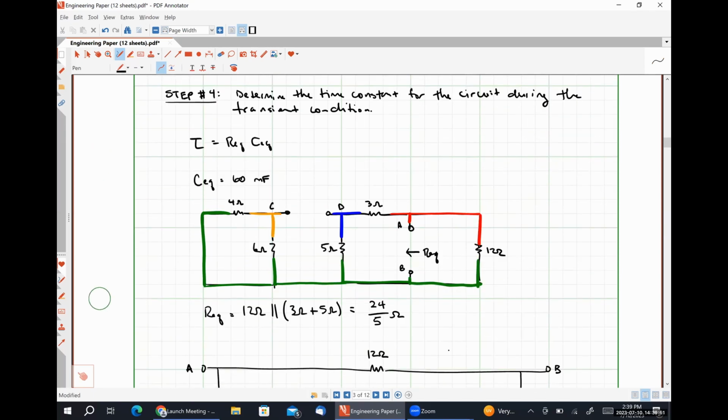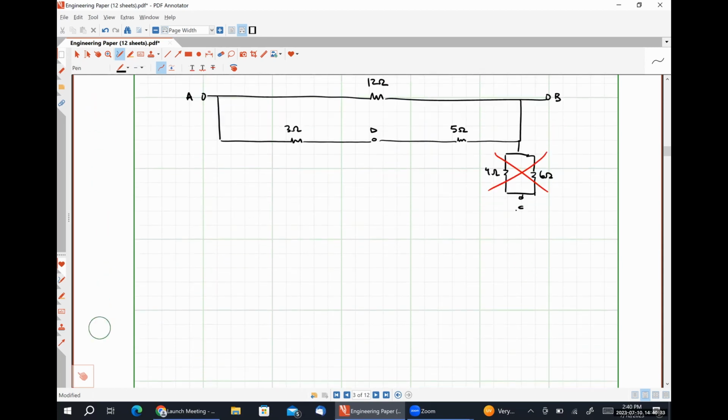So from that, I'm going to have 24 fifths of an ohm times 60 millifarads. I'll throw this in my calculator, so times 0.06. I get 36 over 125ths of a second. And for reasons you will see to be obvious in just a moment, the inverse of this is 125 over 36 per second. And I'm now at step number 5.